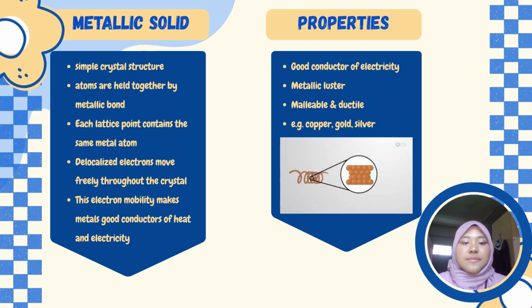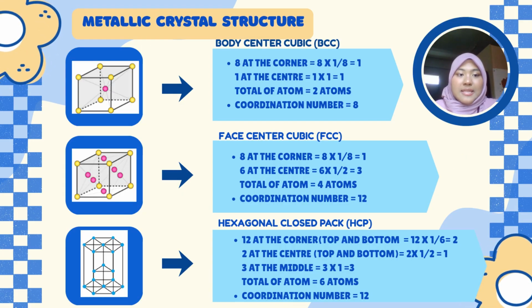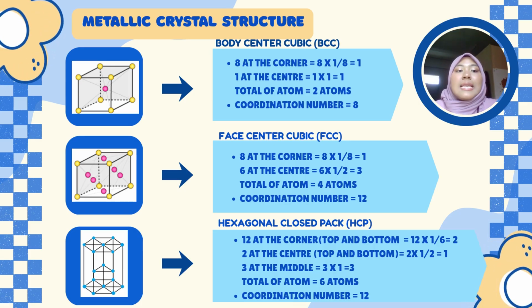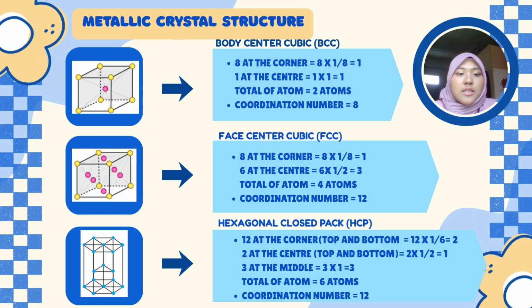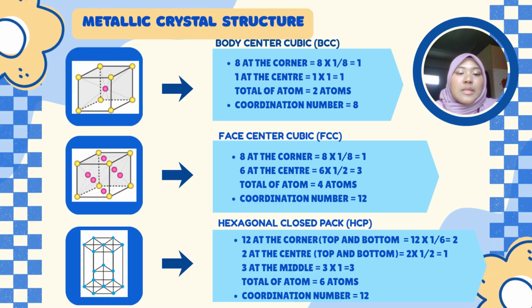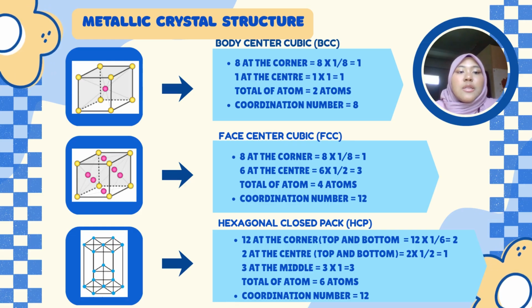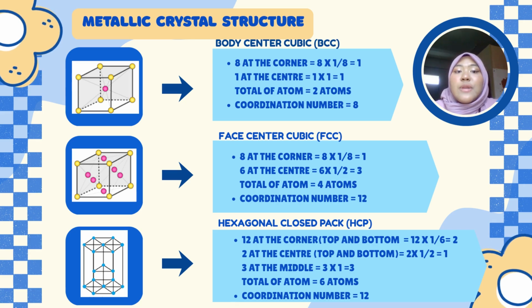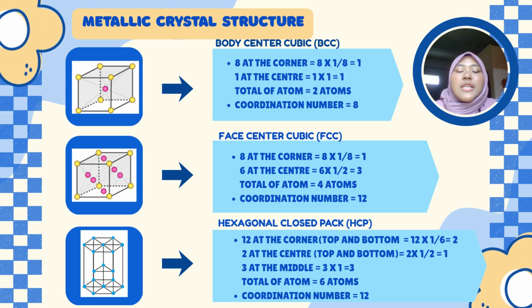gold, and silver. Metallic solids can form different types of crystal structures, mainly body-centered cubic, face-centered cubic, and hexagonal close-packed. In a BCC structure, there are 8 atoms at the corners contributing 1 atom in total, and 1 atom at the center, giving a total of 2 atoms per unit cell with a coordination number of 8. While in FCC structure, 8 corner atoms contribute 1 atom and 6 atoms at the face centers contribute 3 atoms, resulting in a total of 4 atoms per unit cell with a coordination number of 12.